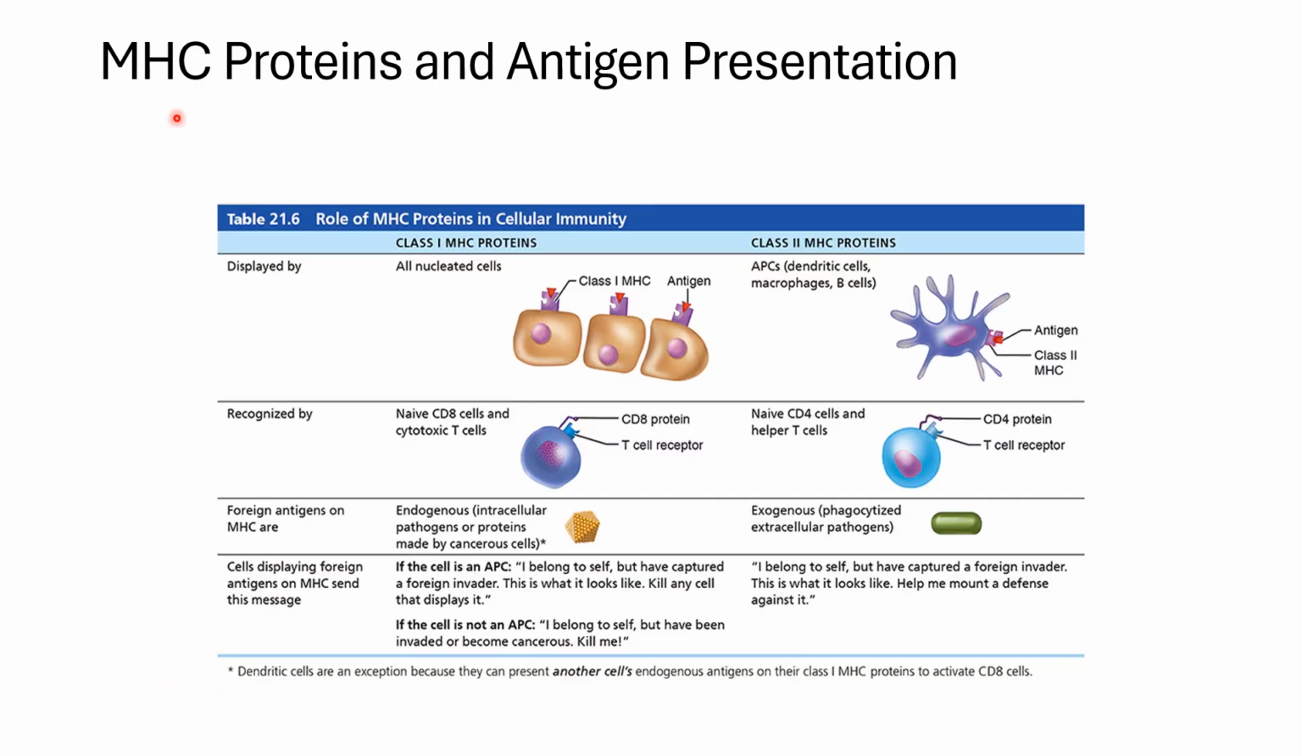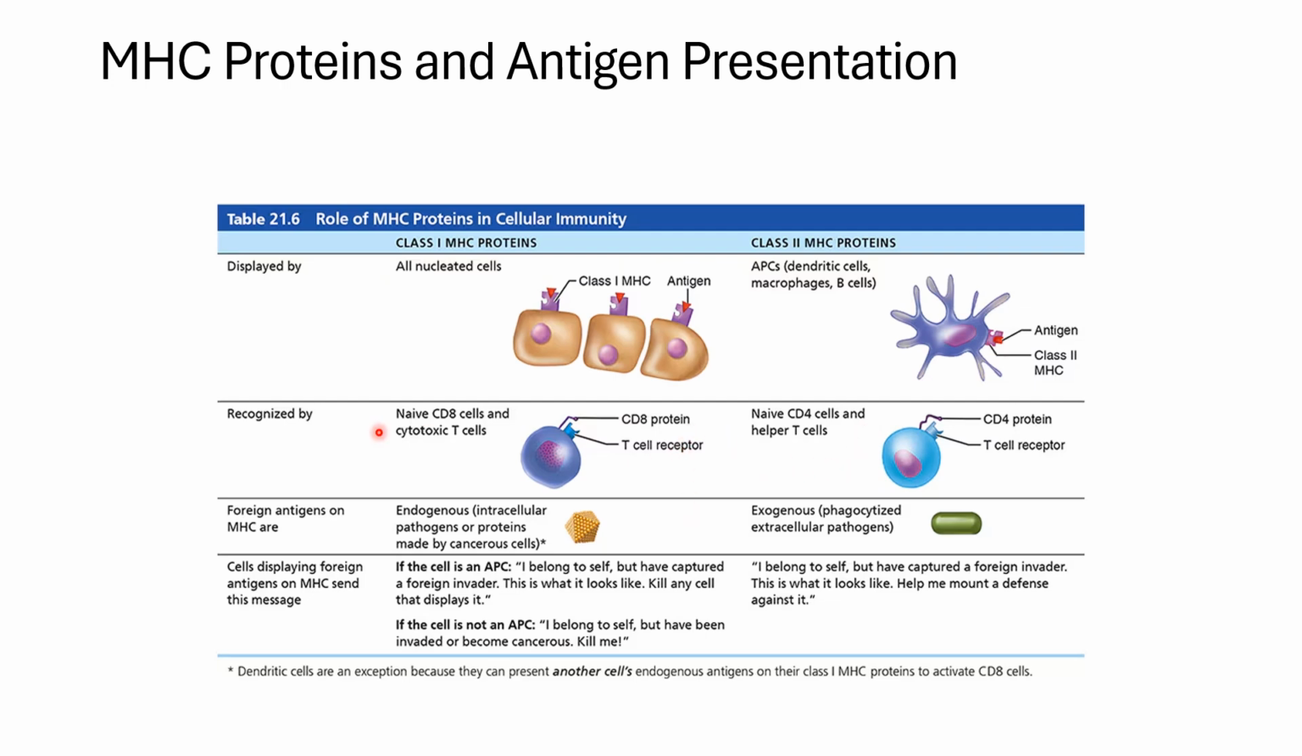Just a few words about the MHC proteins. MHC proteins have two groups: class 1 proteins and class 2 proteins. Class 1 proteins are expressed on all the nucleated cells of the body. Our RBCs are not nucleated, so they do not have class 1 MHC proteins. Class 2 proteins are expressed on the antigen presenting cells: the dendritic cells, the macrophages, and the B cells. Class 1 is recognized by the CD8 T cells, and class 2 is recognized by the CD4 T cells.